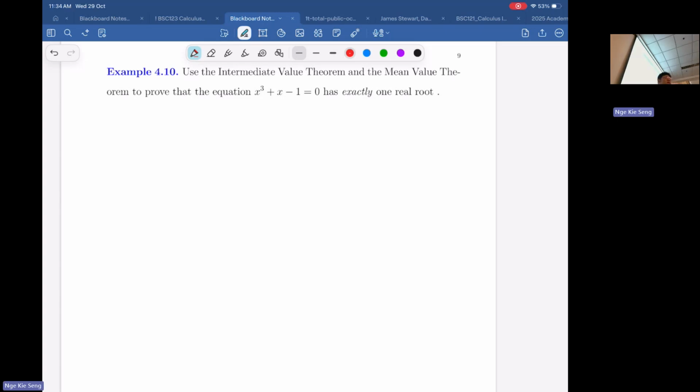How about Aaron? Okay, Aaron. What is this question trying to ask? What does it mean by exactly one real root? What does this root do? What does root mean?